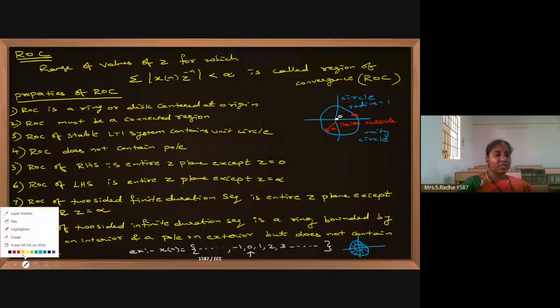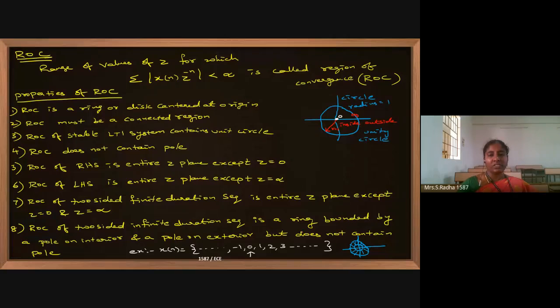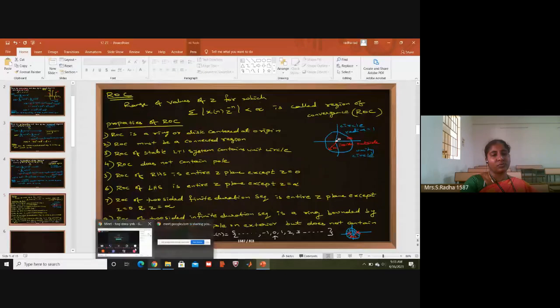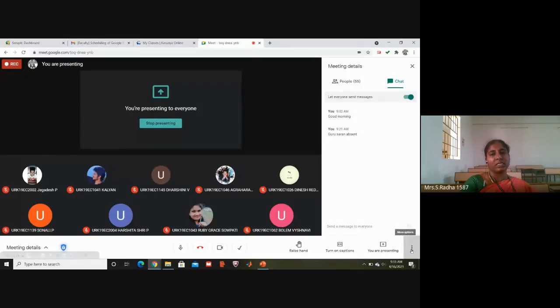I will mark with red color. It is a pole which gives the outer circle radius. It is a pole which gives the inner circle radius. But ROC does not contain the pole. It will contain the unit circle, and the ring or disc formed between the two circles is nothing but the exact ROC for two-sided infinite duration sequence. So this is about ROC in the case of Z transform.